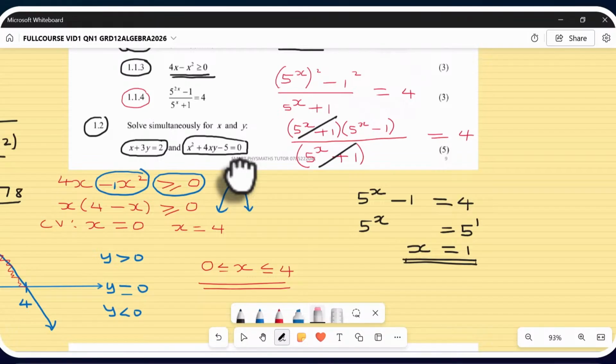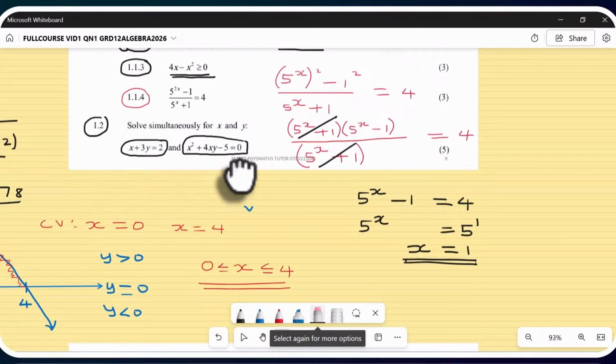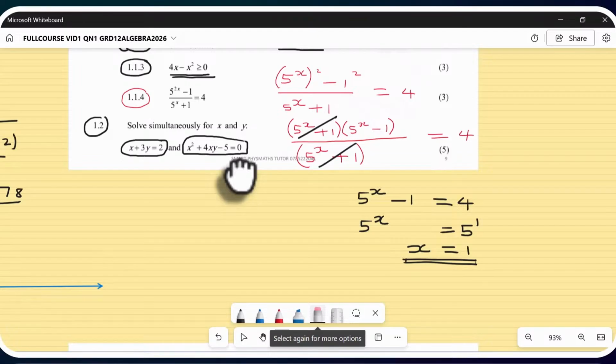Okay, so now if you look at my two equations, the one which is linear, you can see it is easy for me to make x the subject of the formula. All right, guys? So I'm going to say that x equals to 2 minus 3y.